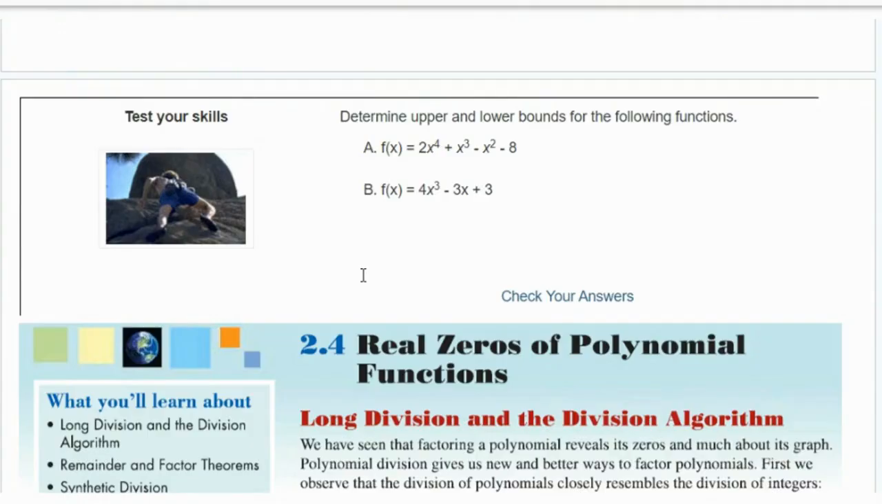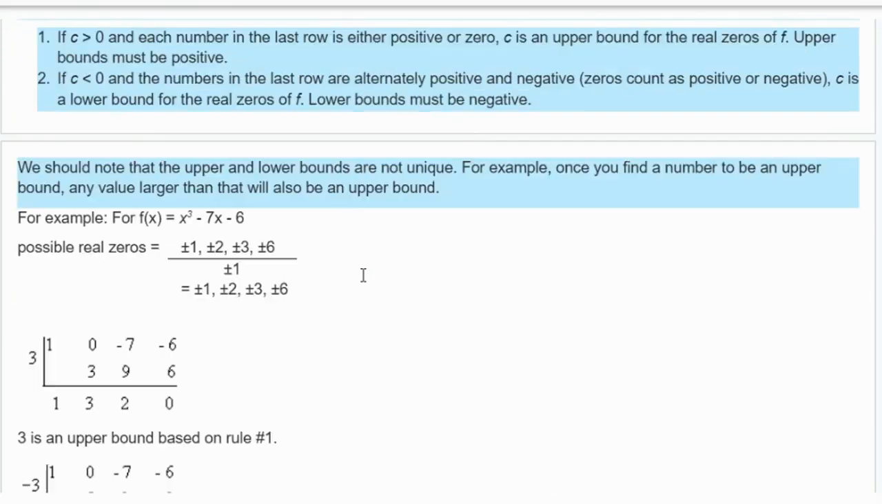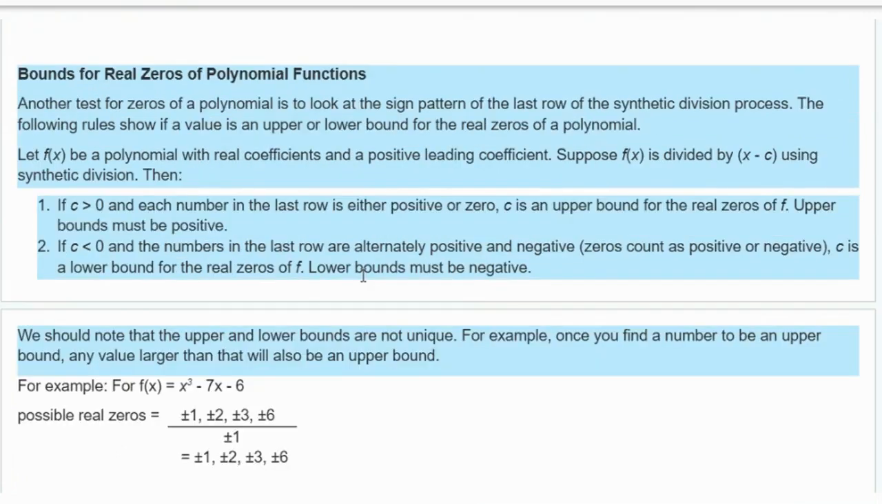So there's still more. Oh, we're almost done. We might finish this. Okay, this is really cool, and I was digging into this this morning. We have one more test for real zeros of polynomial functions. Another test for zeros of a function is to look at the sign pattern of the last row of the synthetic division process.